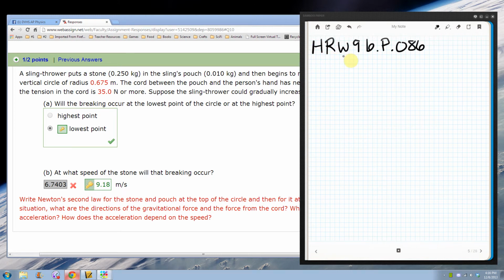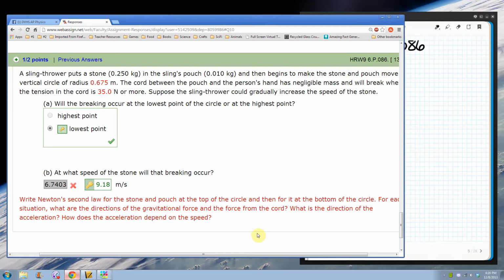This is HRW96P086, requested by Jaime, so we're going to use his numbers.